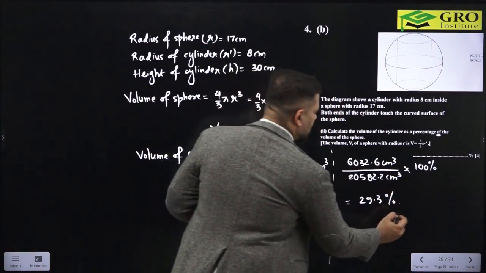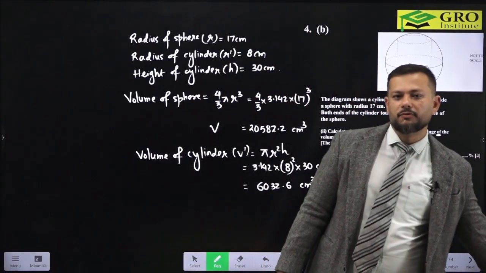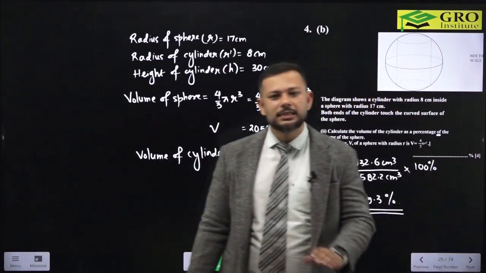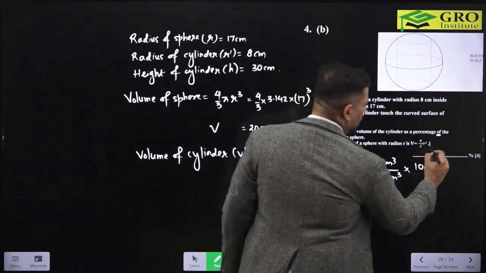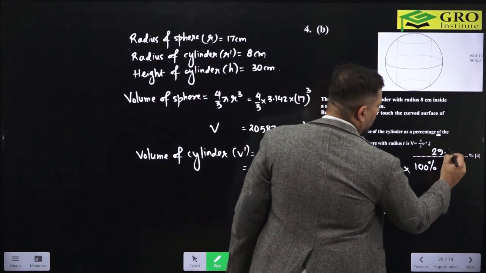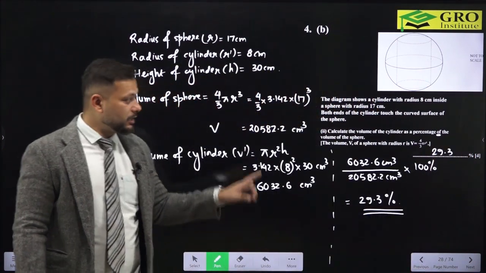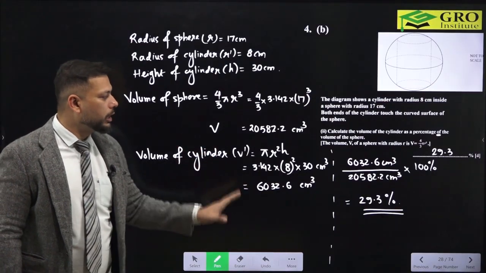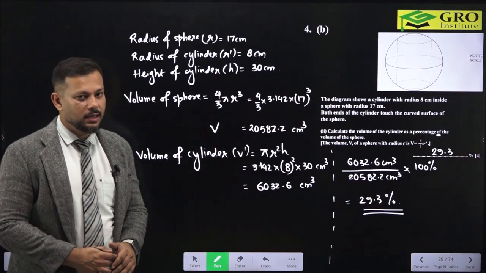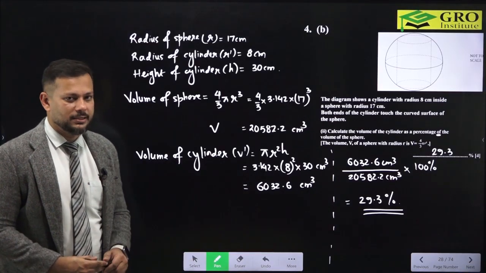So we are getting it to be 29.3%. This is the answer, guys. This is the required answer. It is giving us the volume of cylinder as the percentage of the volume of sphere. We will write our answer here, 29.3%. I hope this question is clear. This question carries 4 marks. So be very mindful about writing all the relevant steps, right? Let's move ahead after this. I hope you already have written it.